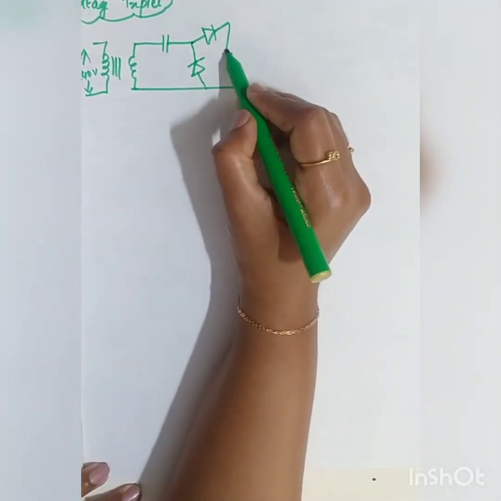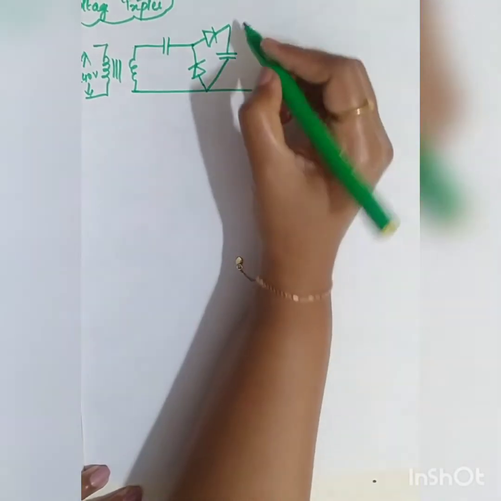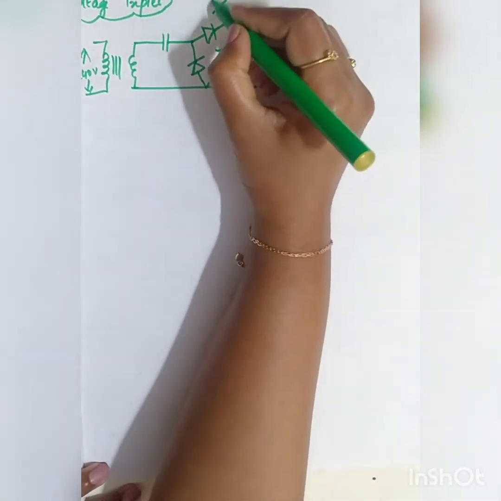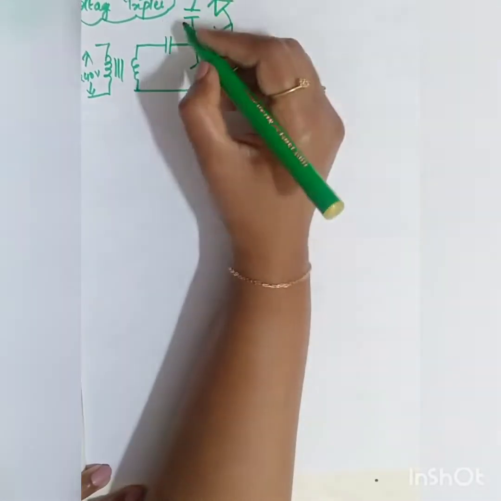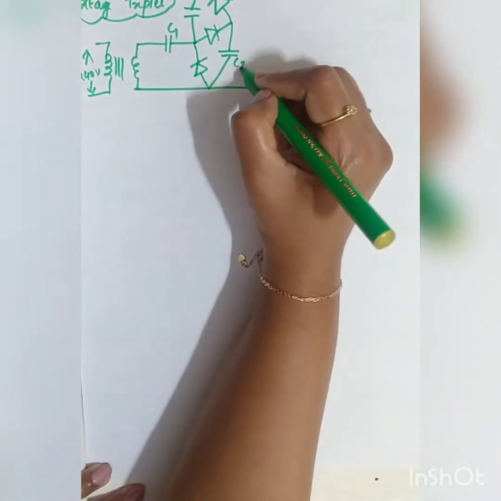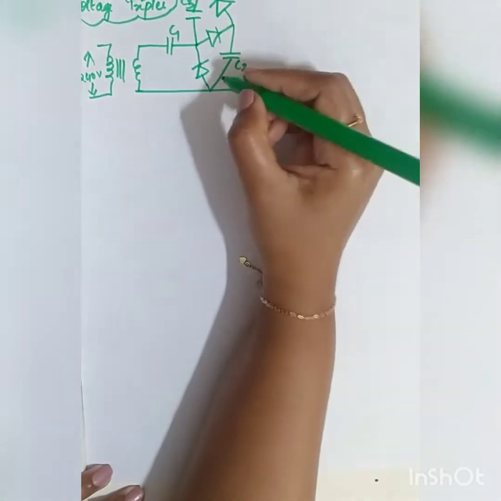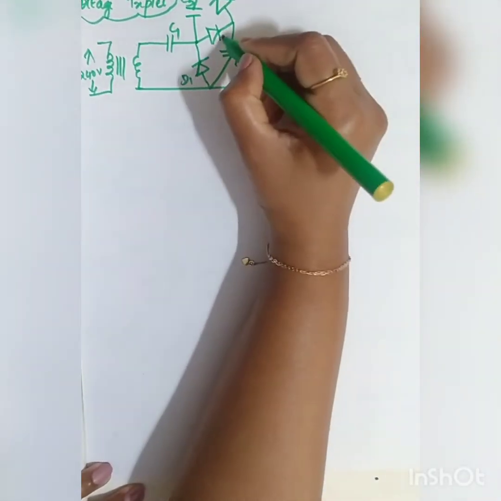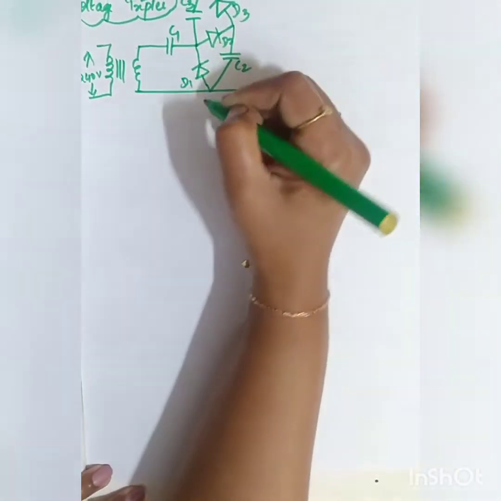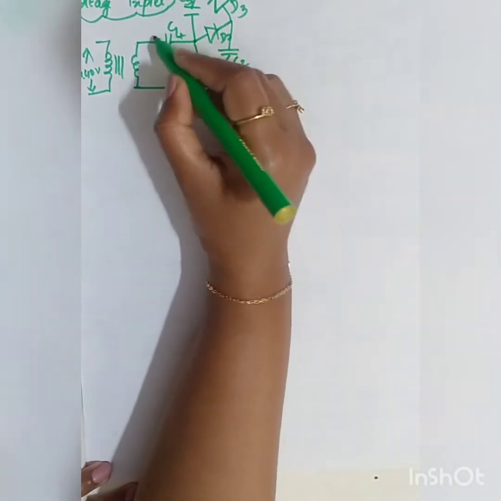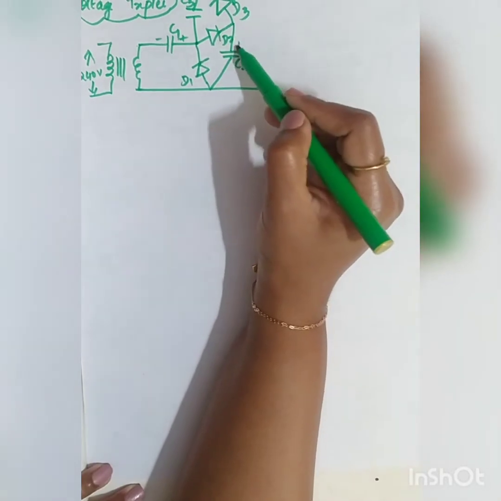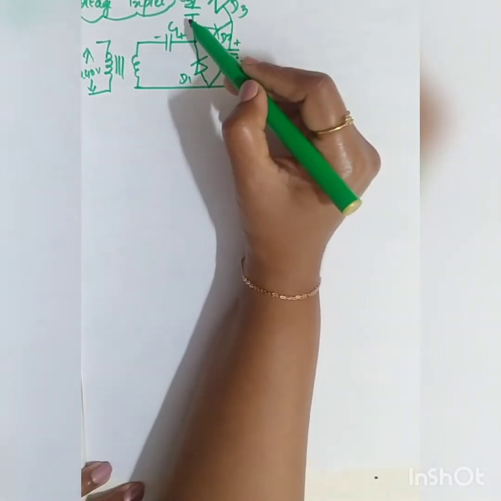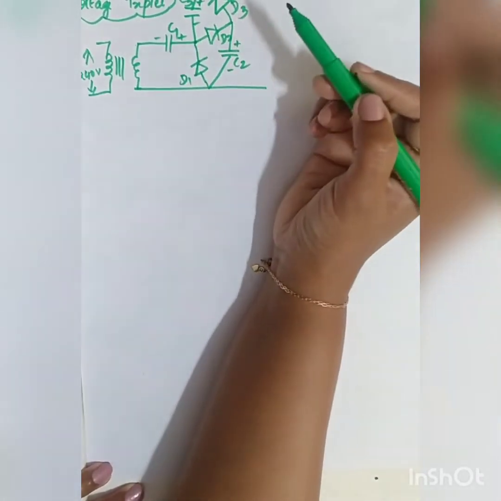Now from here you have capacitor C2, then you had your third diode D3, to which you are connecting your third capacitor C3. So C1, C2, C3, D1, D2, D3. So D1 will charge C1, so it is positive, negative. Here D2 will charge C2, positive, negative. D3 will charge C3, positive, negative.